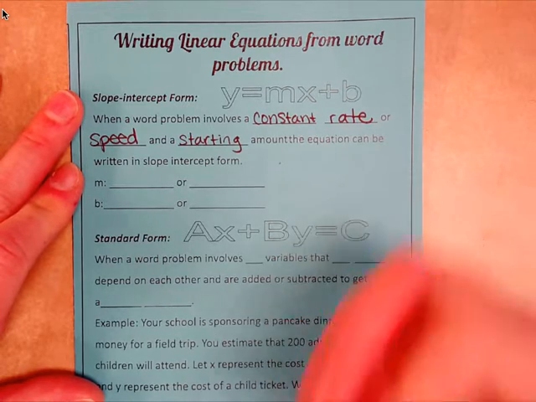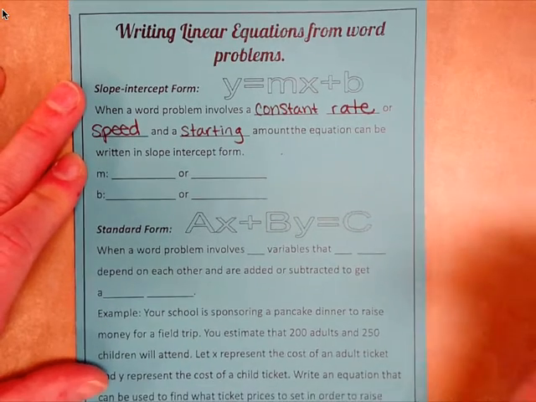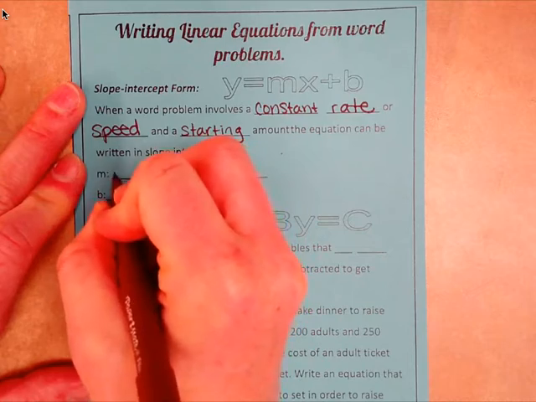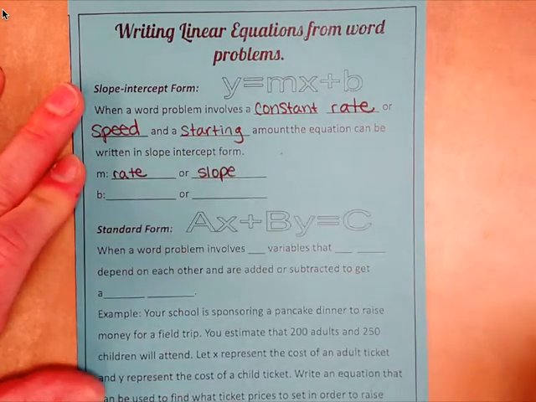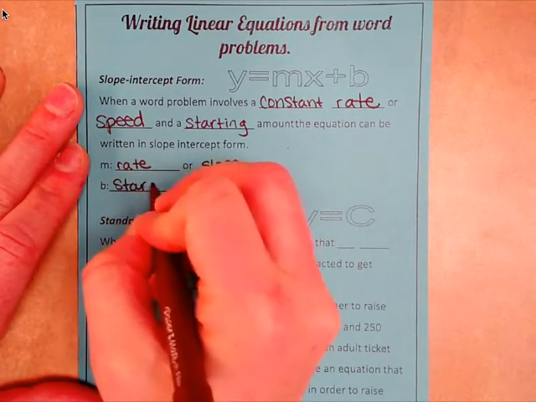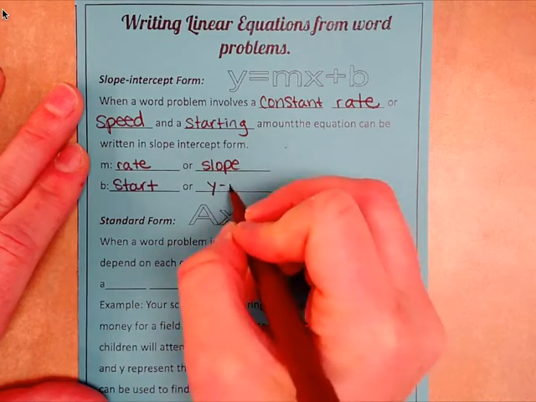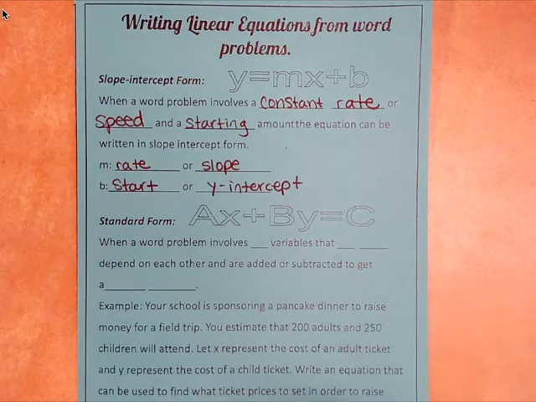So our constant rate is the m, and our starting amount is the b value. So m is your rate, which we also call slope, and our b is what we start with, which is also called our y-intercept. So you attach the rate with the variable, so like mx plus b.